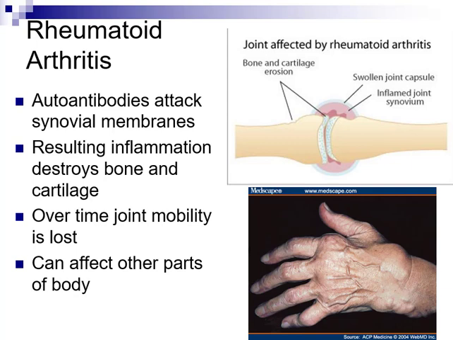Rheumatoid arthritis is when autoantibodies attack synovial membranes. This results in inflammation and it destroys the bone and the cartilage. Over time, joint mobility is lost. It can affect other parts of the body. It usually does begin in the hands. There is a juvenile rheumatoid arthritis that can develop in young children and is 3 times more common in women.